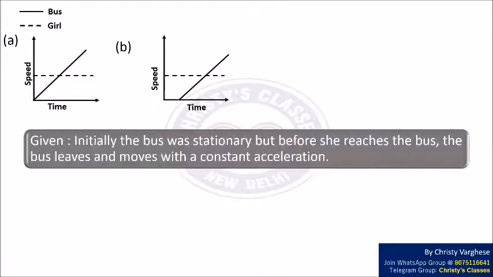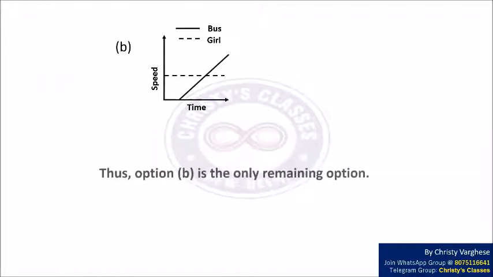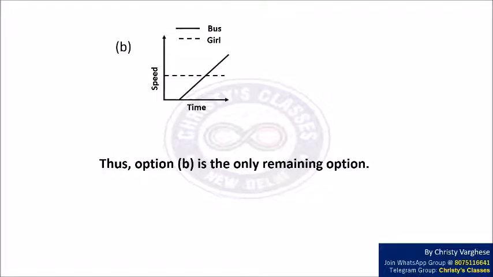It is also given that initially the bus was stationary, but before the girl reaches, the bus leaves and moves with a constant acceleration. Now consider option A. From option A, we can say that the speed of the bus is increasing constantly from the beginning, but it is given that initially the bus was stationary. So, we can clearly eliminate option A. Thus, option B is the only remaining option.